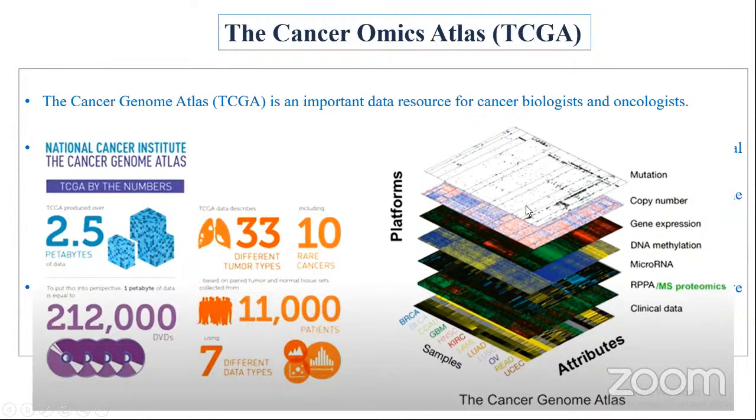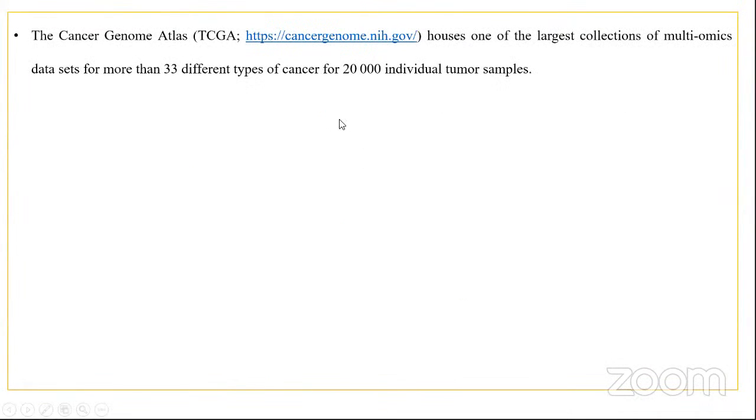So this is nothing but the different omics approaches: genomics, proteomics, transcriptomics. These are nothing but the samples, meaning the number of cancer types being covered by this particular platform in the TCGA. You will get to know this particular TCGA on this platform, the link. I have told you it is covering about 33 different cancer types and more than 20,000 individual tumor samples.